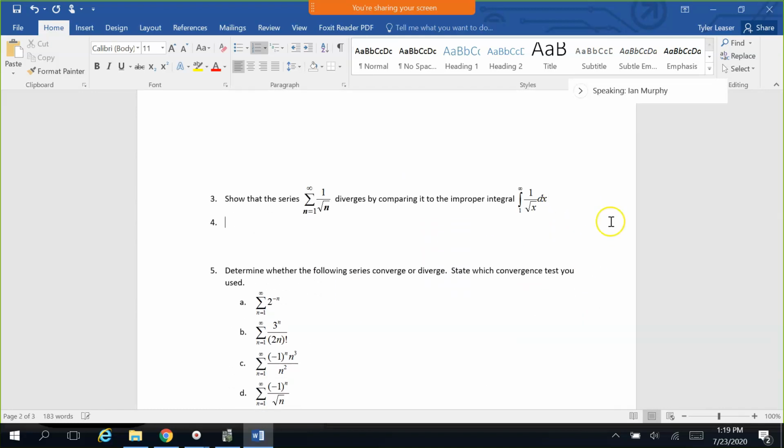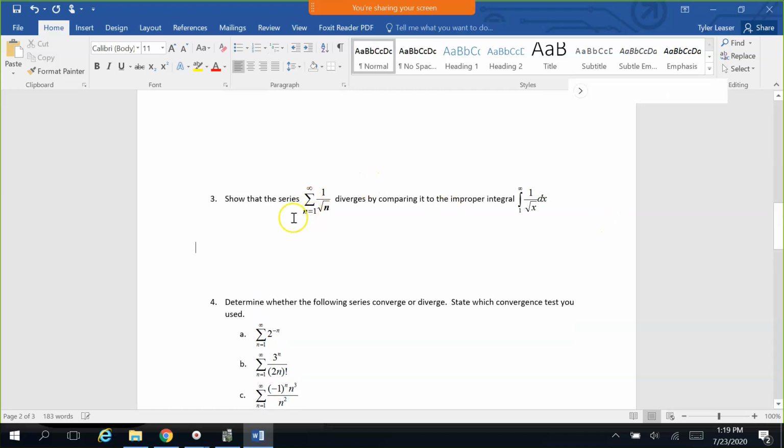Number 3 is the same thing. Show that the series n equals 1 to infinity 1 over square root n diverges by comparing it to the integral. So it kind of gives the answer away. It just wants you to see that it can also diverge.